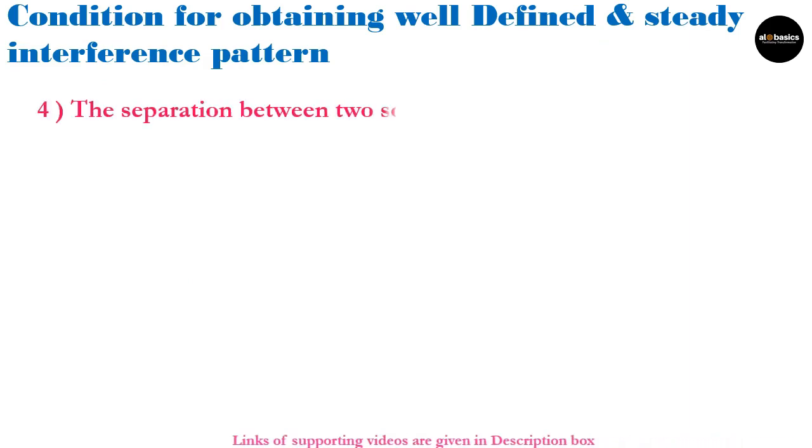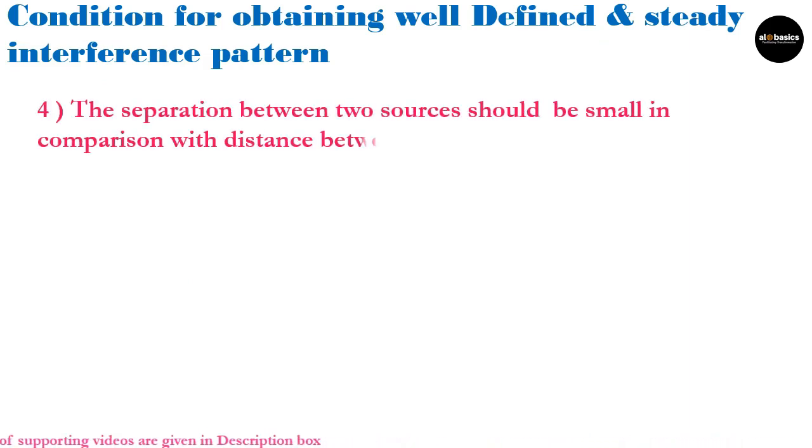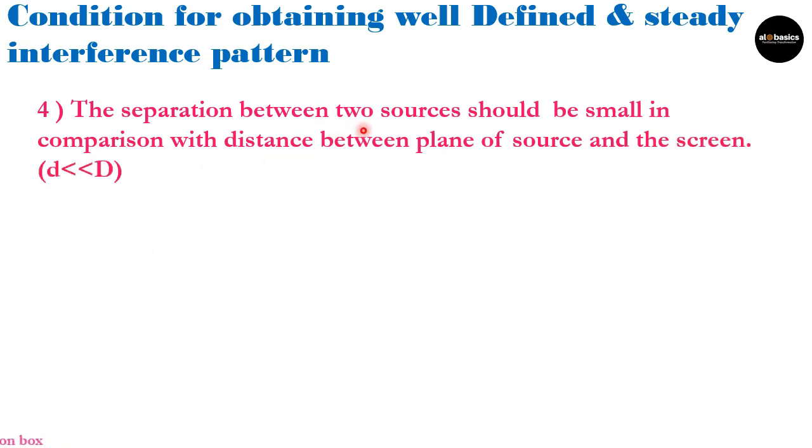Next condition is related to distances. And here we say that the separation between two sources, which is small d, be small in comparison with distance between plane of source and the screen, that is capital D. And we know that fringe width is given by lambda D by d. You can see this in video of Young's double slit experiment. Link is given in description box.